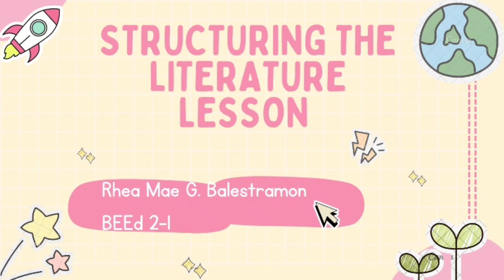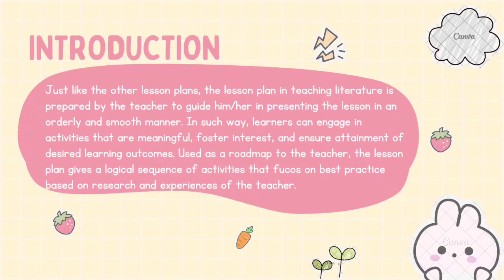This is Lesson 21, entitled Structuring the Literature Lesson. Structuring the literature lesson is the organization of a story's various elements, including plot, characters, and themes. It forms a frame that helps a reader understand how a story's elements tie together.